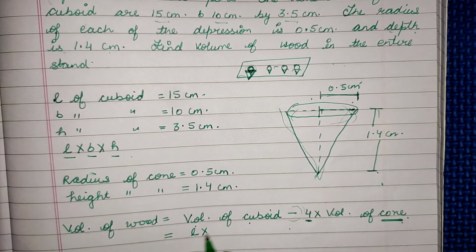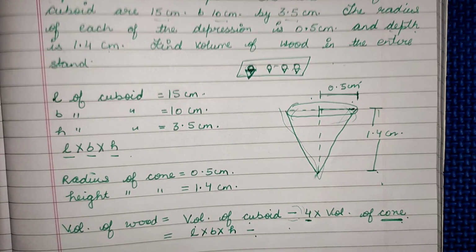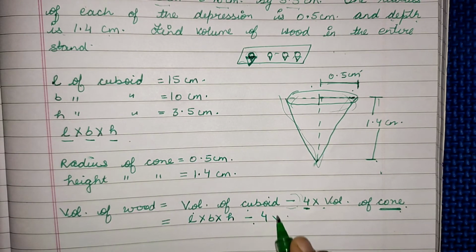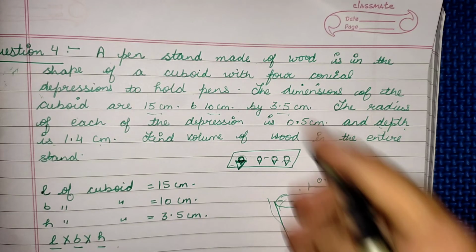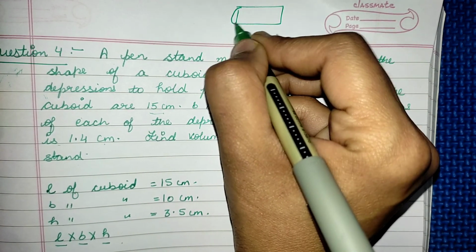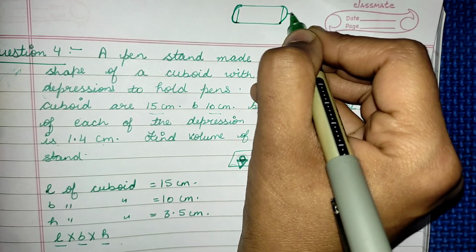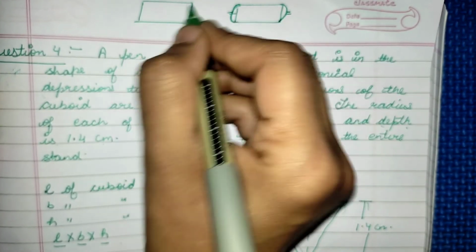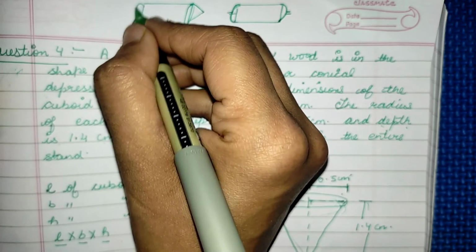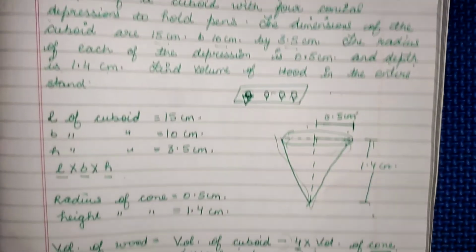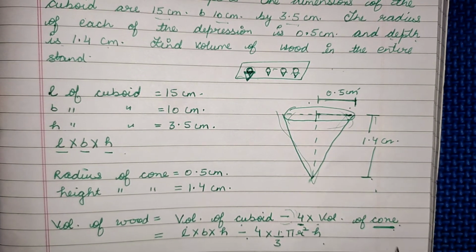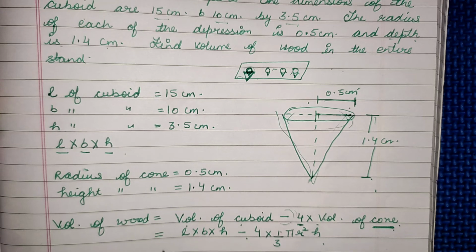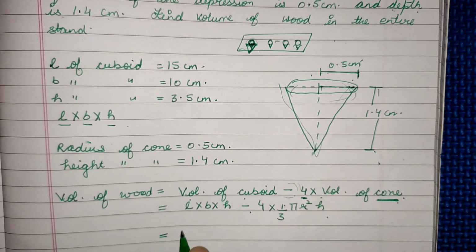So the volume of the cuboid is length into breadth into height, minus 4 into 1 by 3 pi r square h. Nothing is added to the figure. Earlier, there was a cylinder and at both ends of the cylinder they were adding a hemisphere or a cone, so we were doing addition in the volume. But now they are removing something in the shape of a cone, so we are subtracting the volume from the total volume.